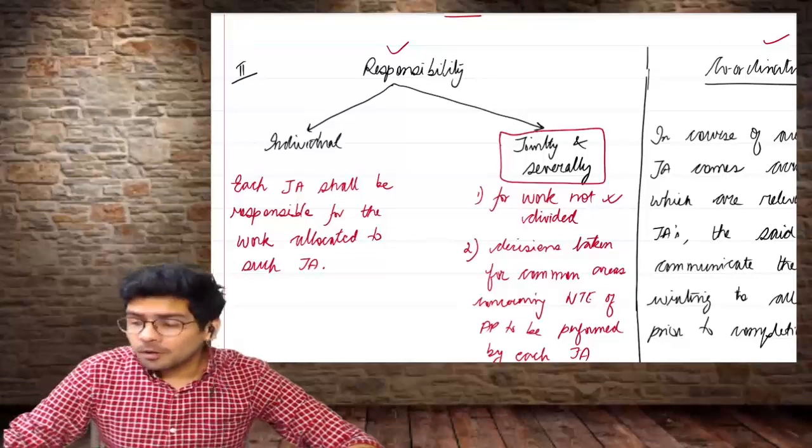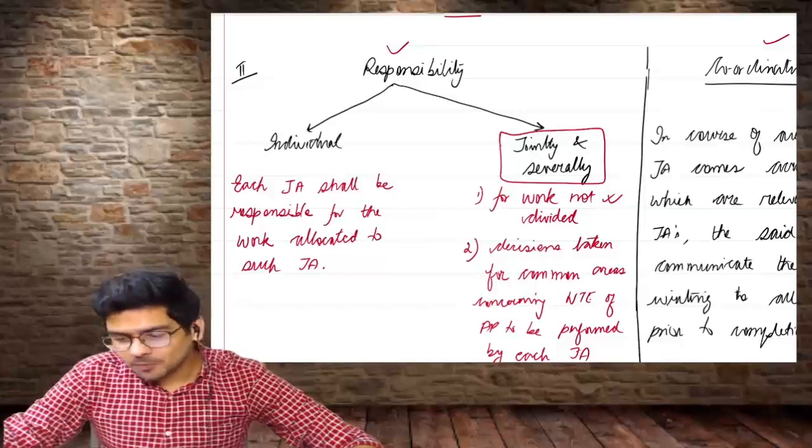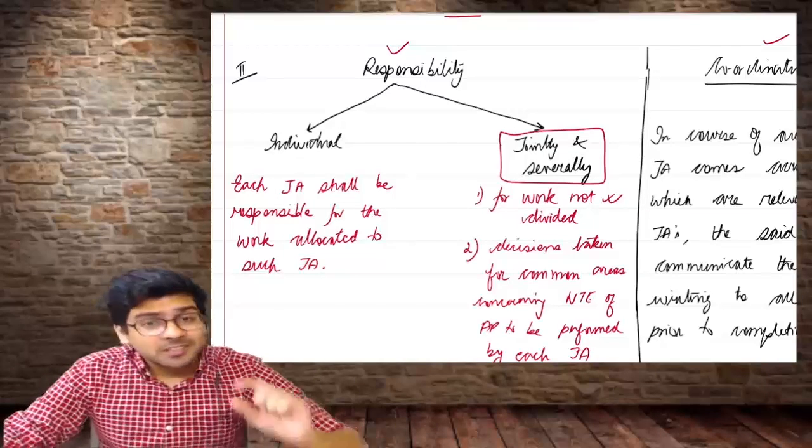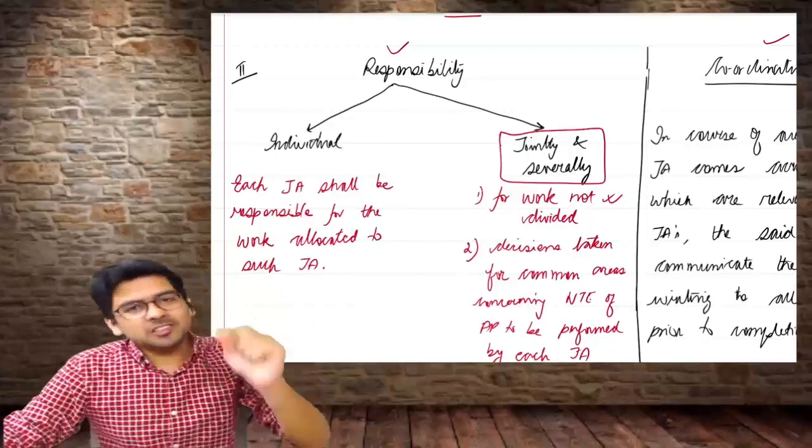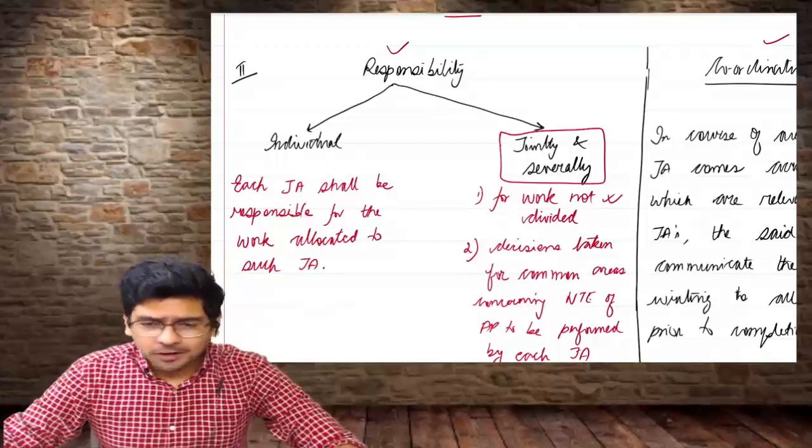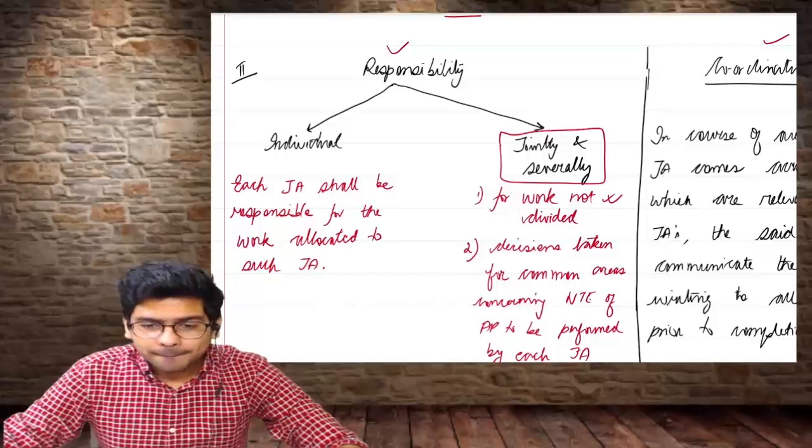So when I talk about the common area, it is the responsibility of all the joint auditors, who are jointly and severally responsible for the common areas. Are you able to understand this? Are you all with me? Yes?